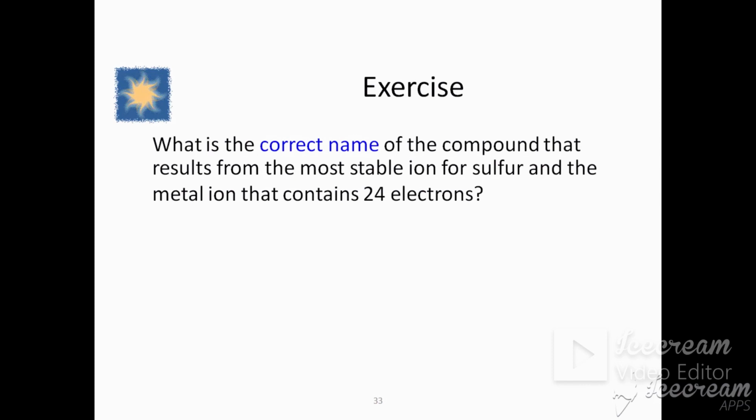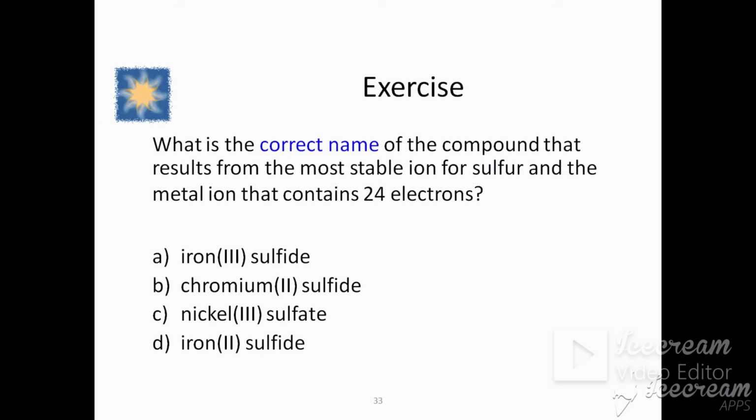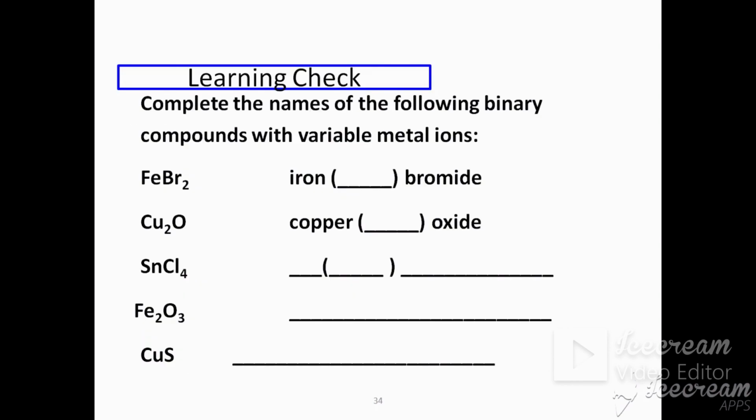Exercise: what is the correct name of the compound that results from the most stable ion for sulfur and the metal ion that contains 24 electrons? Iron(III) sulfide, chromium(II) sulfide, nickel(III) sulfate, iron(II) sulfide. The answer is iron(II) sulfide.